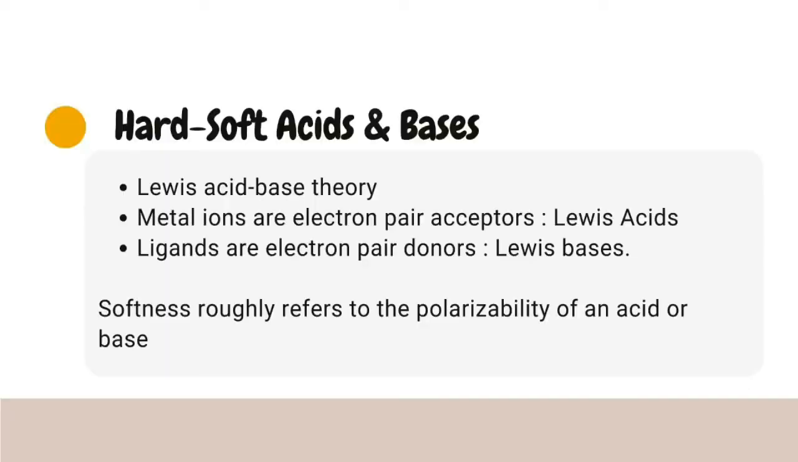This theory of hard-soft acids and bases depends on Lewis acid-base theory, in which metal ions are electron pair acceptors, thus Lewis acids, and ligands are electron pair donors, thus Lewis bases. Softness roughly refers to the polarizability of an acid or base. The larger and more neutral a species, the softer it is. Conversely, the smaller and more charged a species is, the harder it is.